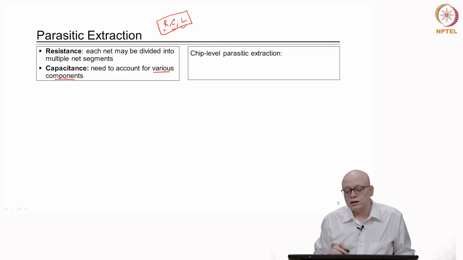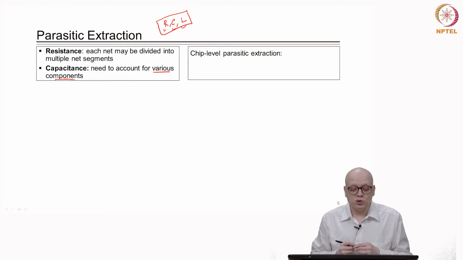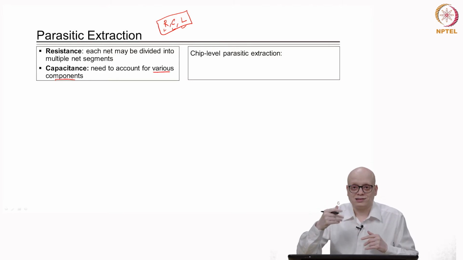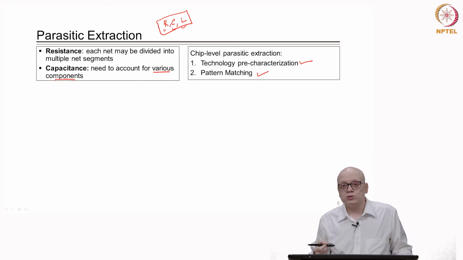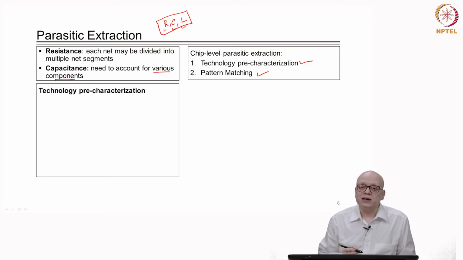In general, capacitance extraction is a more difficult problem than resistance extraction. What tools typically do is, at the chip level, when we have lots of nets in our layout and we need to compute the parasitic capacitance for all of them, the chip level parasitic extraction is decomposed into two tasks. What are these two tasks? The first is technology pre-characterization, and the second task is pattern matching. Now, let us look into these two tasks more carefully. So, what is technology pre-characterization?